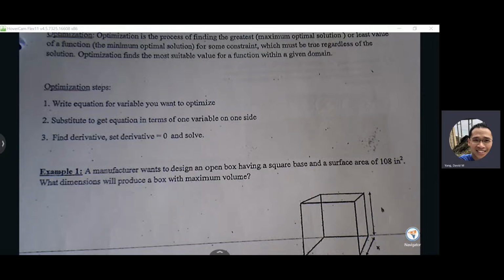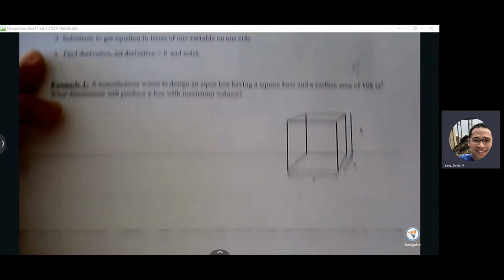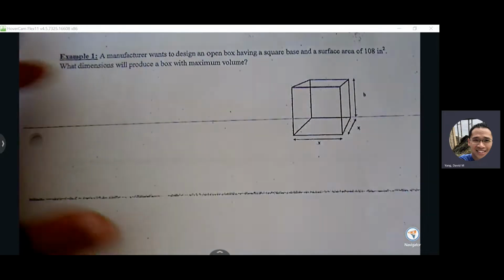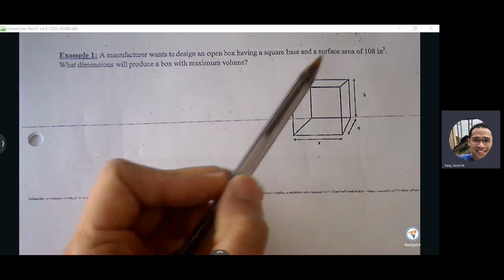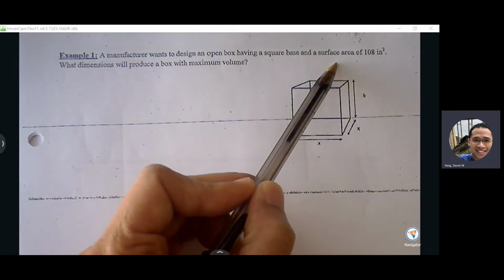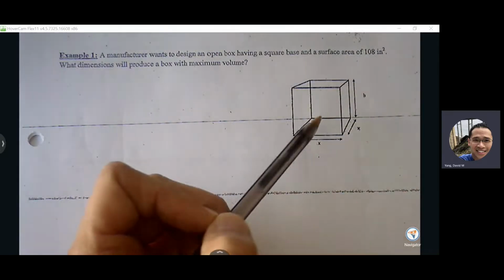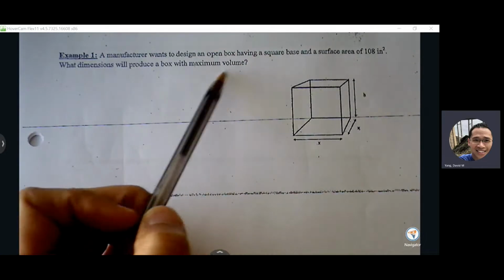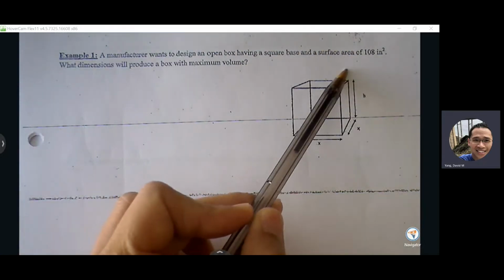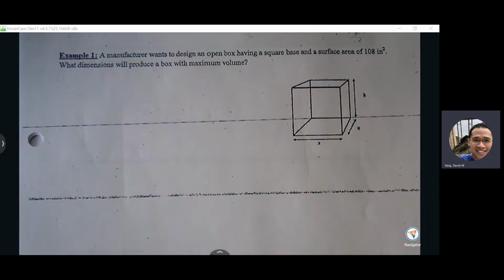So number 1, it says a manufacturer wants to design an open box having a square base and a surface area of 108 square inches. What dimensions will produce a box with the maximum volume? So the big picture, big idea is that we have a certain amount of material, but we want to create the box that has the largest space. We want to optimize that amount of material into something that is going to hold the most amount of volume.